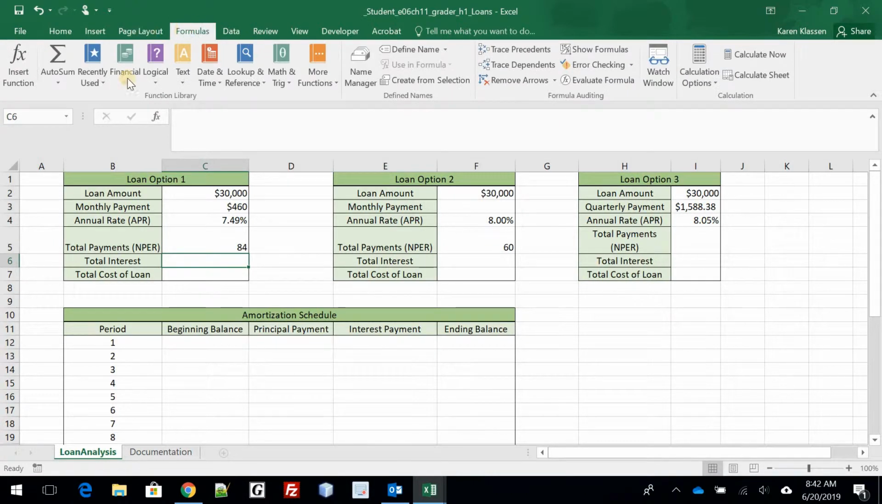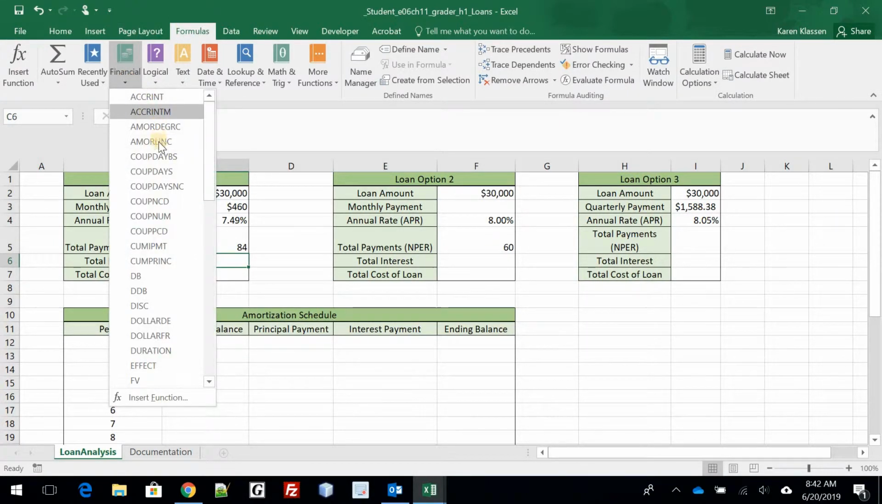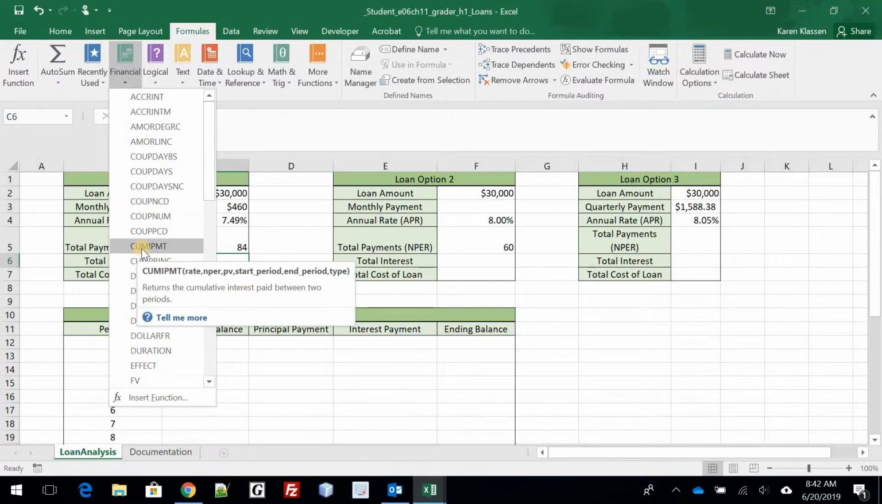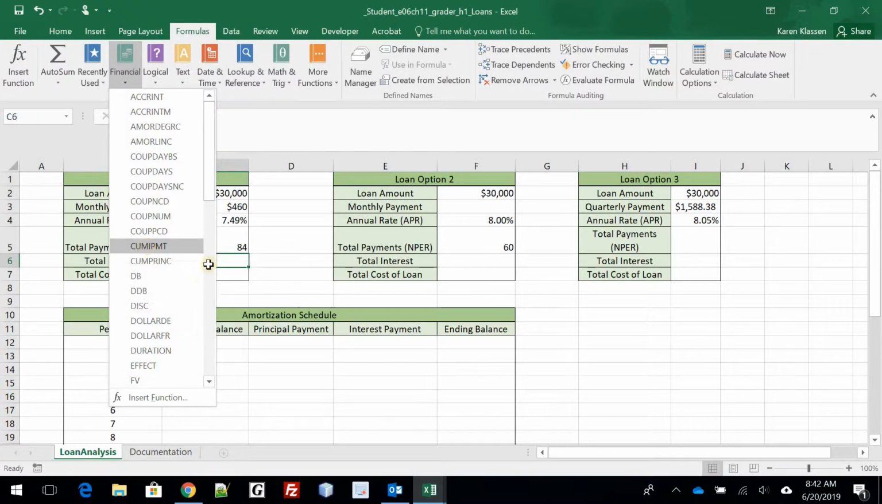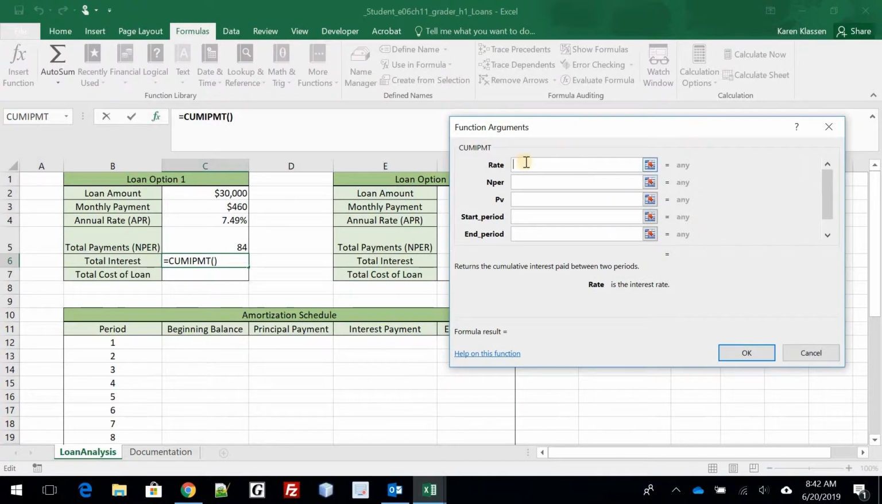Okay, so I'm going to go back up to my formulas. Look for something that might be cumulative interest payments. Returns the cumulative interest paid between 2 periods. All right. So again, my rate, this is an annual rate, but we're doing a calculation on a monthly cycle. So again, I would divide by 12. My NPER is the number of payments.